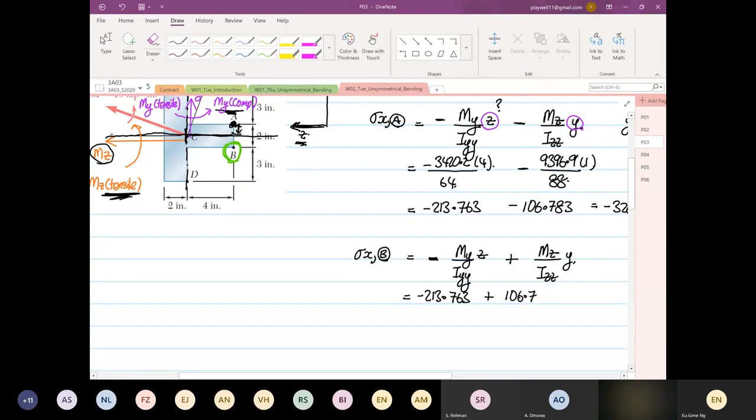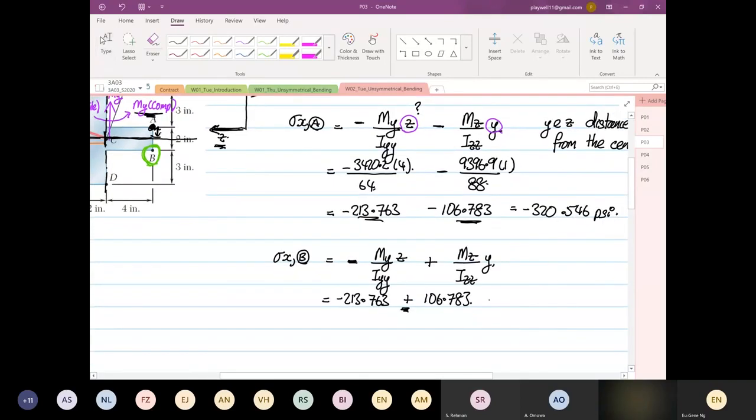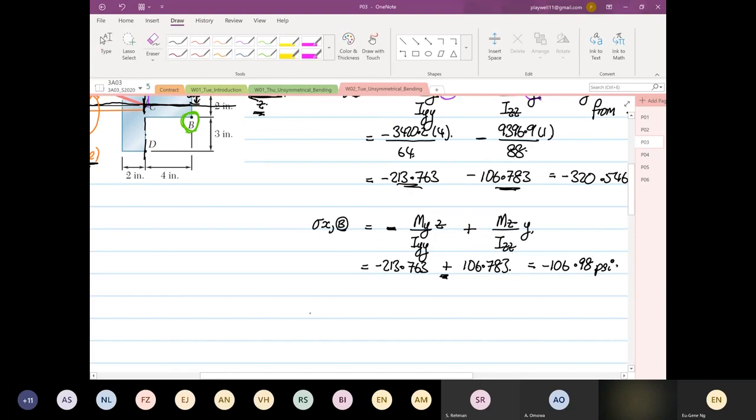Why I copy these values over here and change the vectors is because point A and point B share the same magnitude of Y and Z value. Only the direction changes for the Mz. So this will be equal to minus 213.763 plus 106.783. So it's equal to minus 106.98 psi.